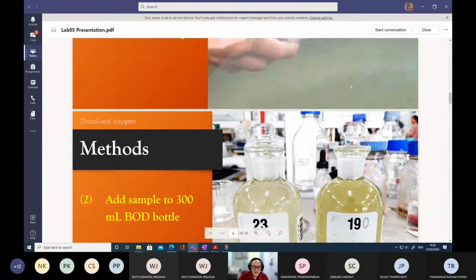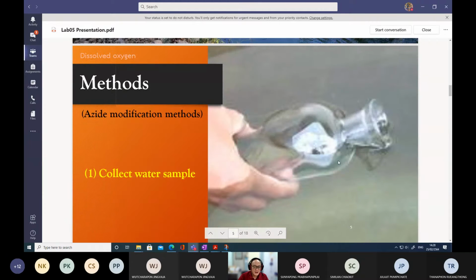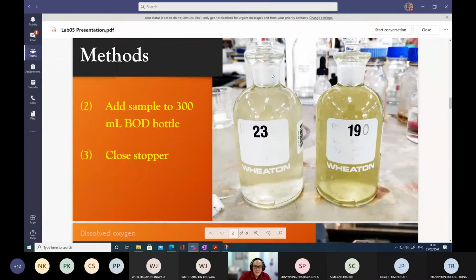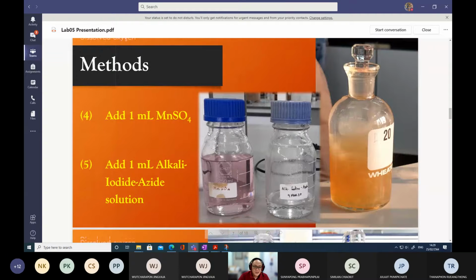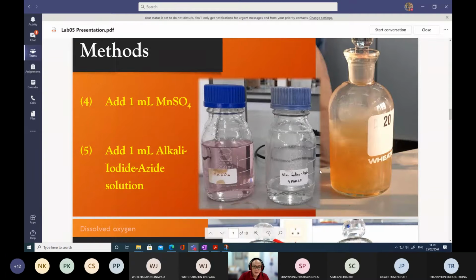So the first step is to collect the water sample. Just take the bottle and collect it directly. Put the water into this bottle until it's full, then close the lid. Once you close it, some amount of water will spill out. That is okay, because we don't want any bubbles left inside this bottle. Close it tightly like this. Then add 1 ml of the manganese sulfate and 1 ml of the alkali iodide azide. So these two solutions.